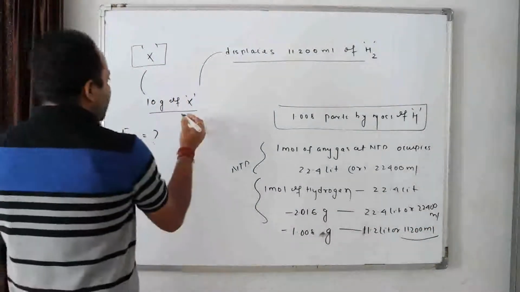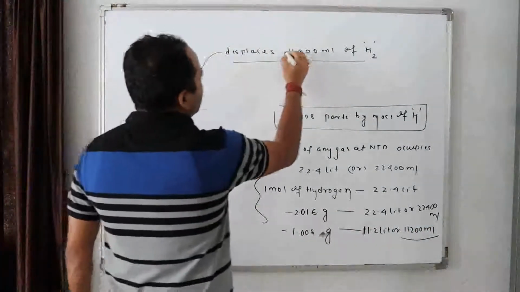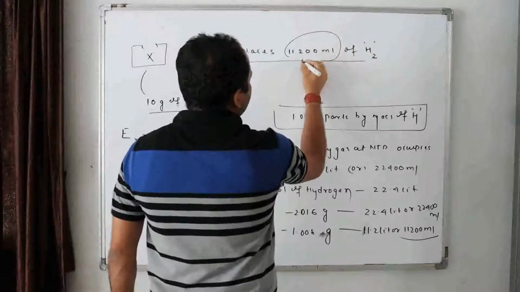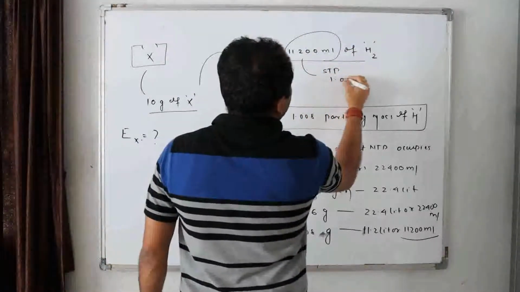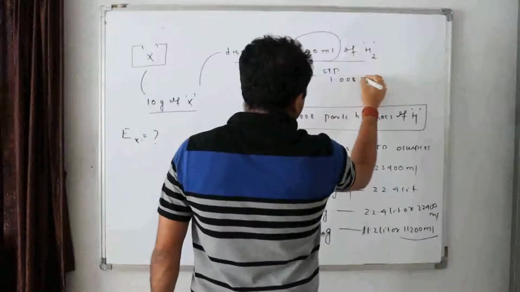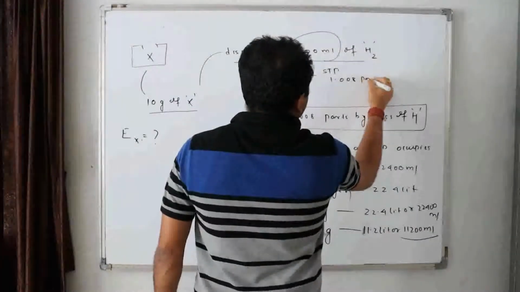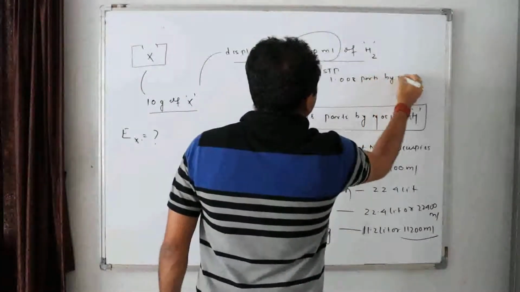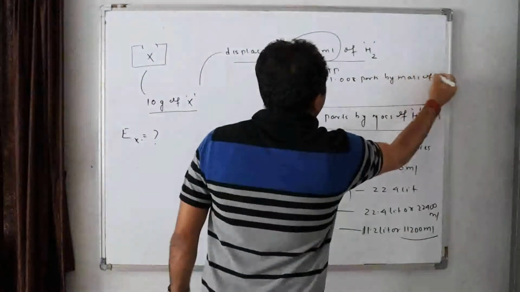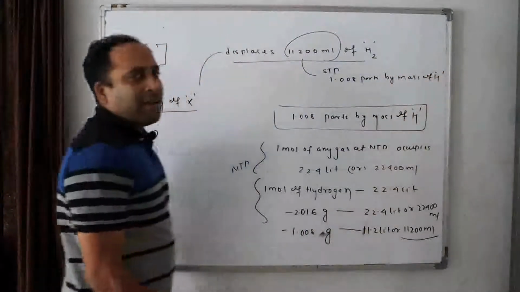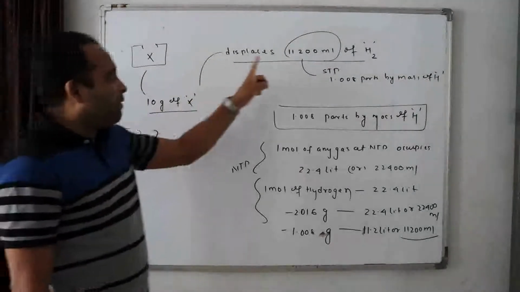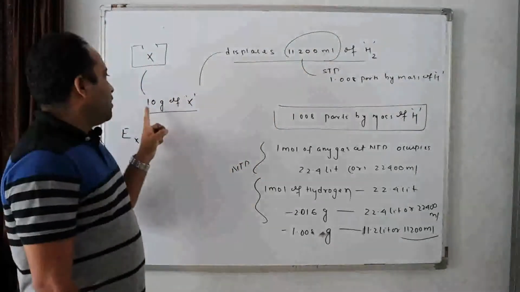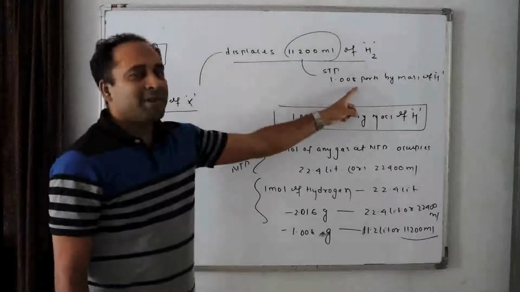Now 1.008 parts by mass of hydrogen corresponds to 11.2 liters at NTP, or 11200 ml at NTP. Now it says that X displaces 11200 ml of hydrogen. 11200 ml of hydrogen at STP has a mass of 1.008 parts by mass of hydrogen, or 1.008 grams I can say. Now 10 gram of X is displacing 11200 ml. That means 1.008 parts by mass.